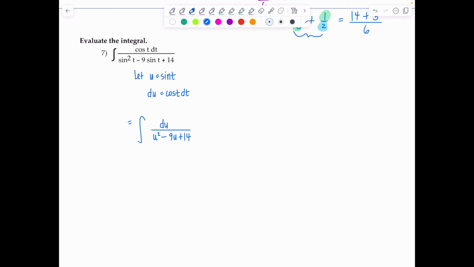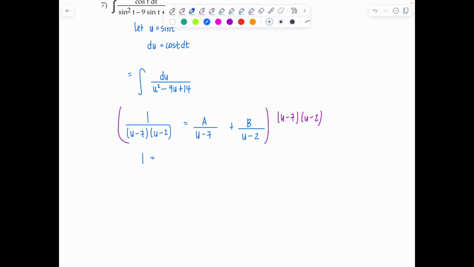I think it's time for partial fractions. What do you think? Good. So u squared minus 9u plus 14 factors into, yes, u minus 7 times u minus 2. Both of those are just linear factors. I have a over u minus 7 plus b over u minus 2. Perfect. Let's multiply through by the LCD, so that would be u minus 7 times u minus 2. Now on the left, I'm going to have 1 equals a times u minus 2 plus b times u minus 7.